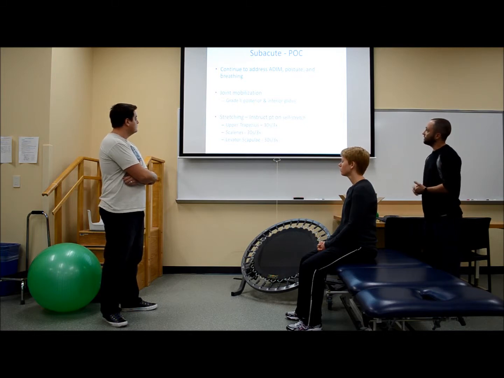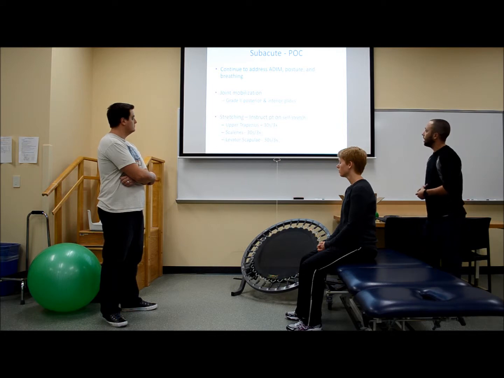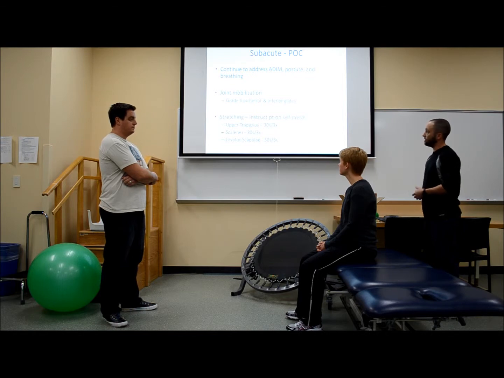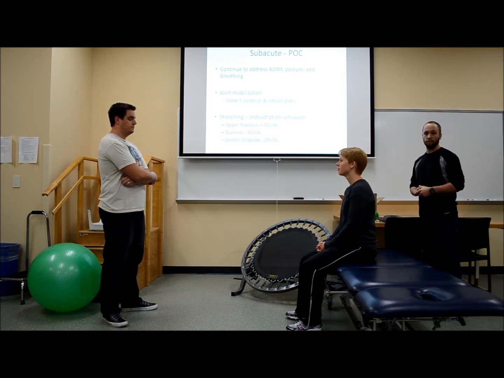So to continue here, we want to start with continuing the ADIM and posture and breathing throughout all these exercises that we perform. Again, we're going to do some joint mobilization. This time we move from a grade 1 up to a grade 2 joint mobilization, just to help keep increasing that range of motion. What we're going to begin with now, that we're going to start instructing the patient on, is self-stretching. The patient reported that she had some tightness in her upper trapezius, her scalenes, and her levator scapulae. So Jeremy will instruct the patient on these stretches.